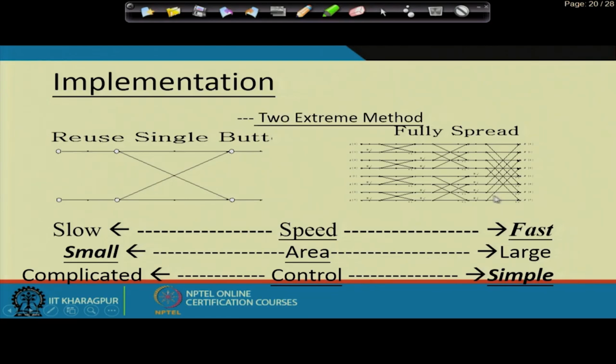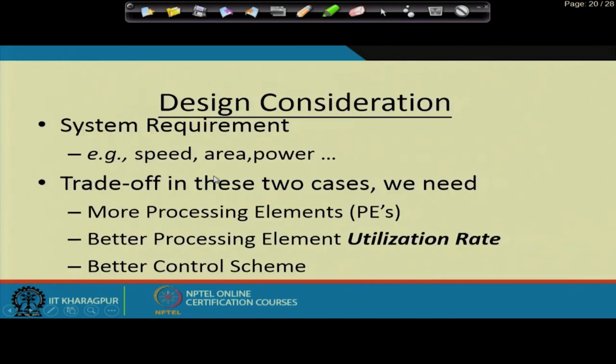Area-wise this will be much larger than the serial implementation, because we are implementing all these butterflies in parallel. The controller is also very simple, because we do not have to do time multiplexing here; all the inputs and intermediate signals are already available in the parallel case. That is why the controller is much simpler than the iterative or serial architecture.